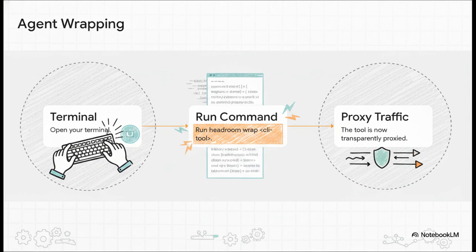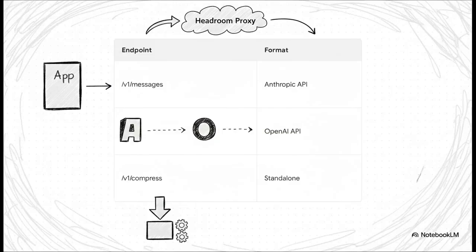Or if you're building a custom app, you can always just manually update the base URL in your code. Super flexible. And it seamlessly mimics the provider endpoints you already know. So your Anthropic or OpenAI calls, they just work. If you point your app at /v1/messages, Headroom knows to handle the Anthropic API format. Point it at /v1/chat/completions, and it perfectly handles the OpenAI format.